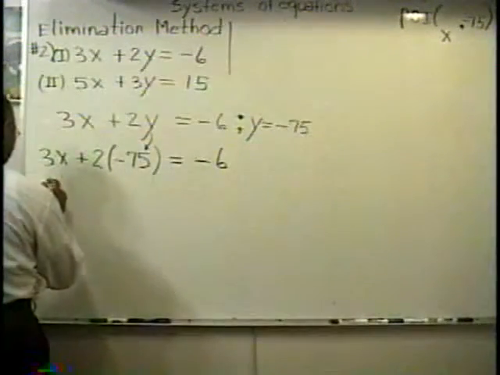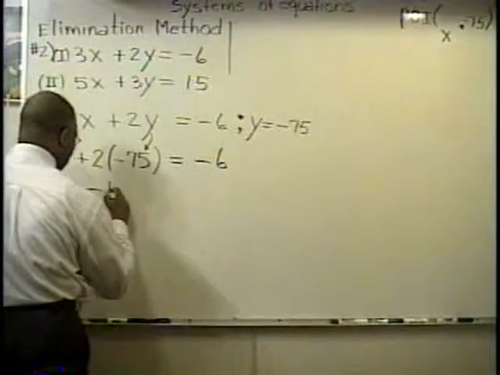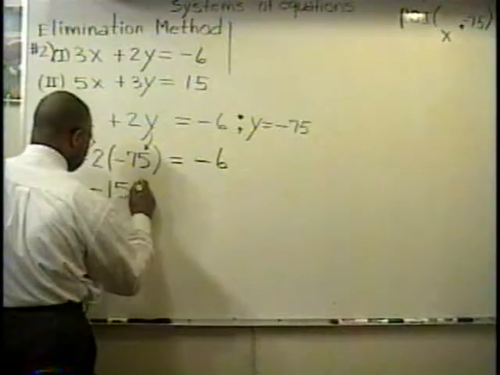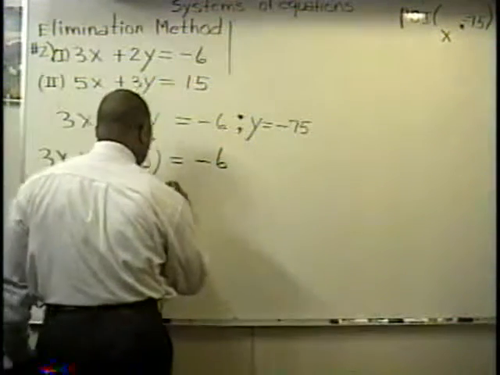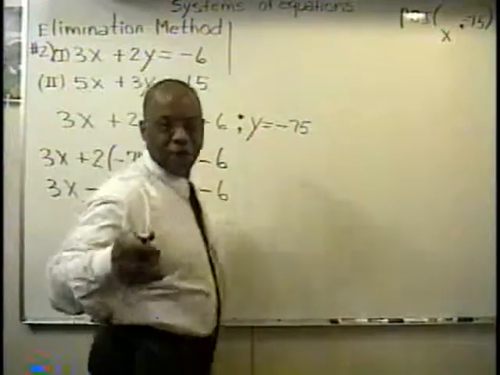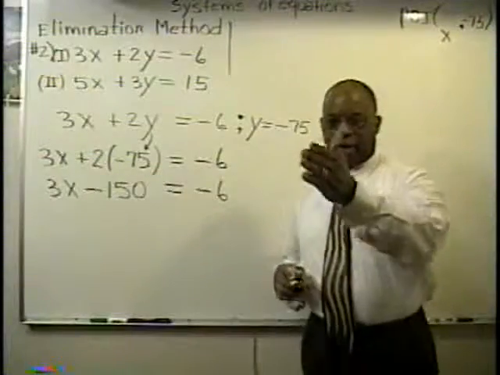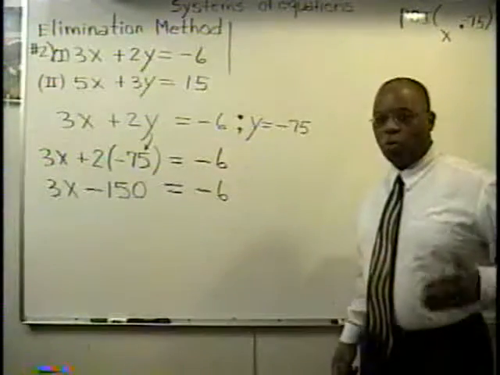So now I end up getting 3x minus 150. That's going to be equal to that -6. Am I finished yet? Harold? You agree with Harold? We're not finished. Okay. So what do I need to do now?